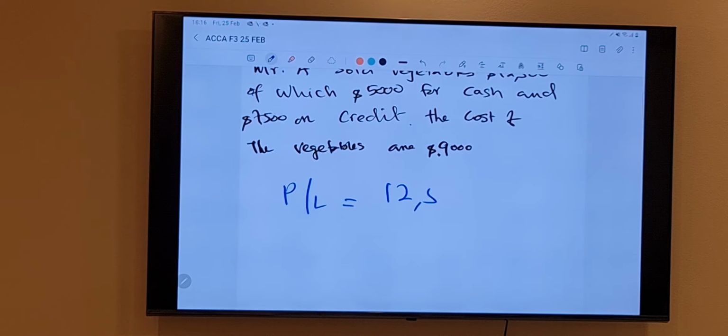12,500, 9,000. 12,500 minus 9,000. Very good. Now we will incorporate this in our equation.